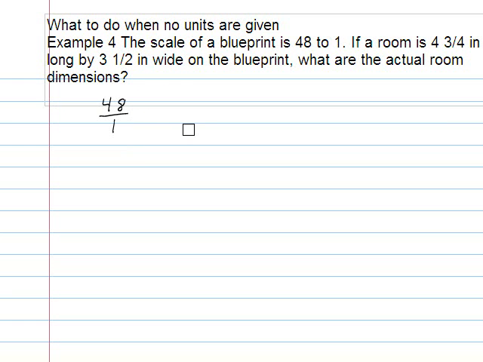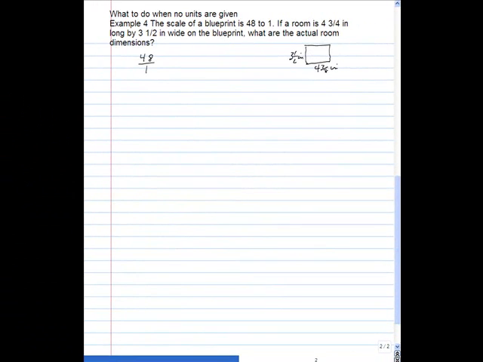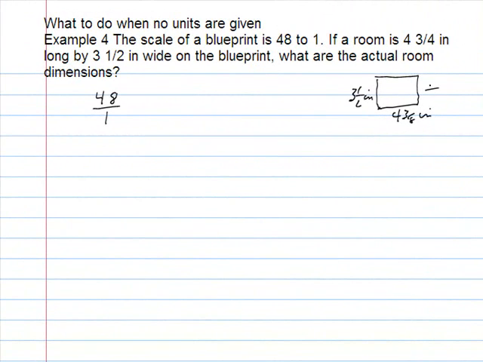So it says here the scale of a blueprint is 48 to 1. If a room is 4 3/4 inches in length by 3.5 inches in width, what is the real size of the room? Well, you might be tempted here to want to put 3.5 over 4 3/8, but that's not really a ratio or rate that's the same throughout the blueprint. That ratio or rate only holds for that one room. The established ratio or rate for the whole blueprint is this original ratio, 48 to 1.